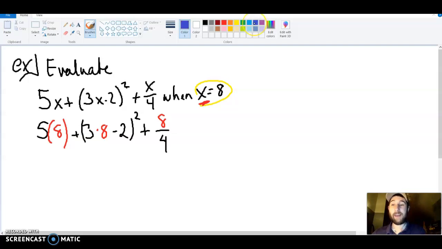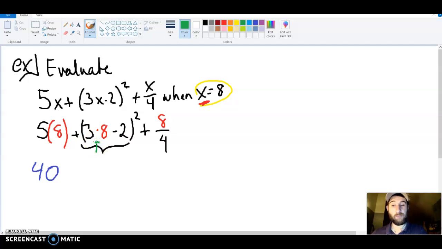And so we'll take care of our multiplication. We have 5 times 8 that we talked about earlier. That's going to be 40. And now we have a couple of things happening here with the 3 times 8 minus 2 all squared. The parentheses happen first, and this is an example where the parentheses matter, because we have things happening inside the parentheses before we can square it. And so we're going to have to do the 3 times 8 first.